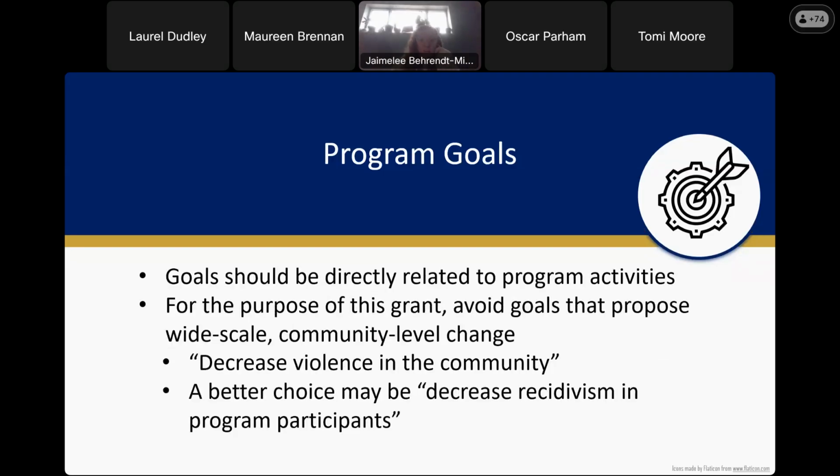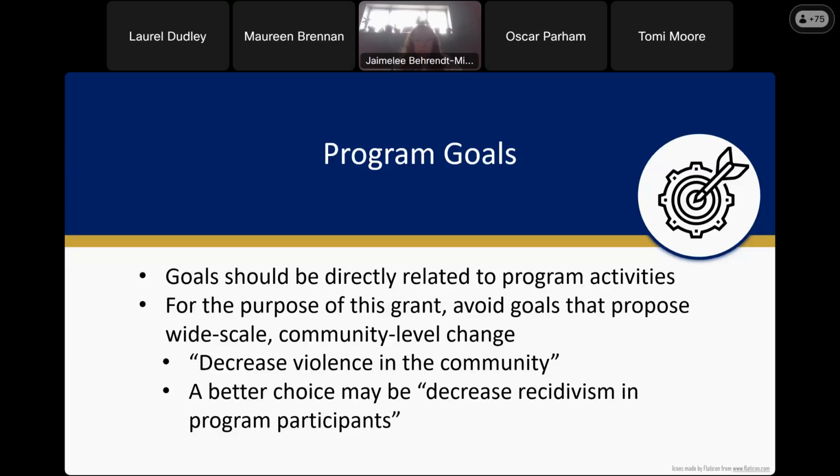So goals should directly relate to your activities. And for the purpose of this grant, we do want to avoid goals that are really wide-scale community-level change, like I just mentioned. So again, not decrease violence in the community, but maybe decrease recidivism within program participants. Even if you're thinking about these goals and they do become too broad, you're going to have a hard time measuring them and showing that impact.